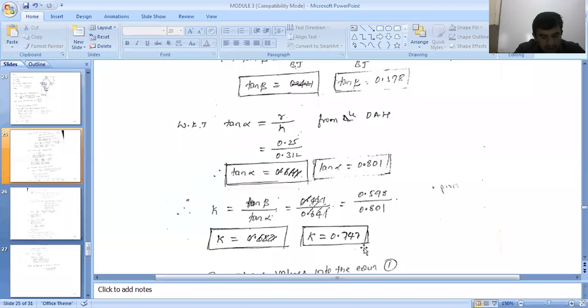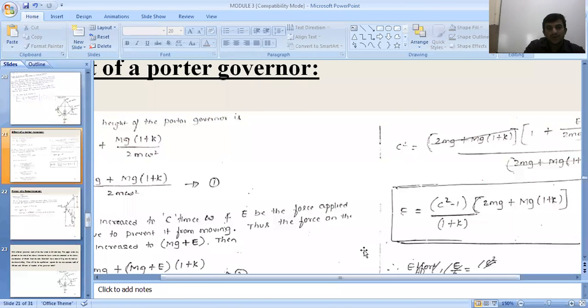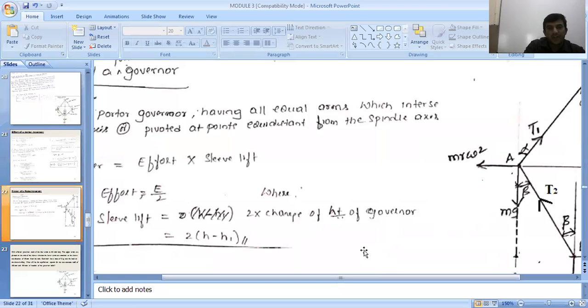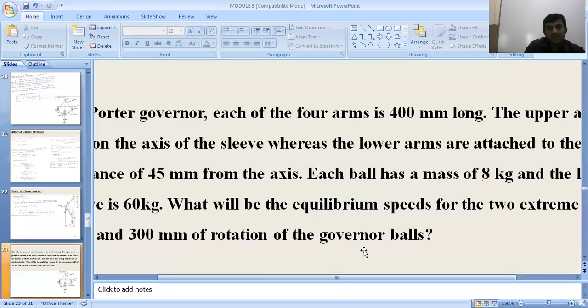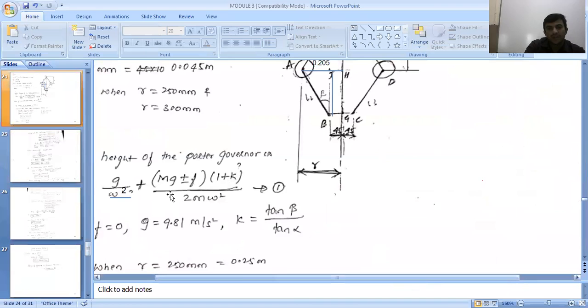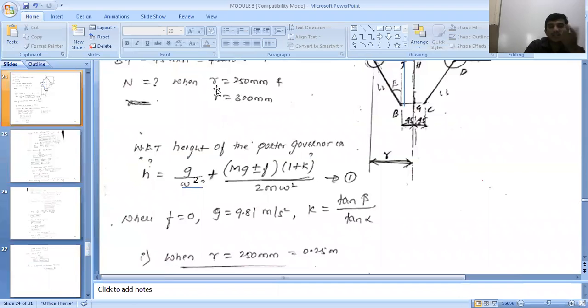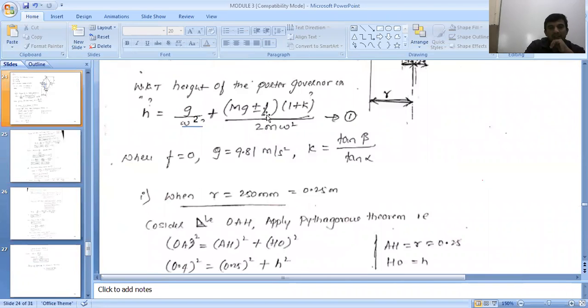So how do you approach the problem? First read the problem once or twice. First identify the type of governor, then draw the sketch for that type of governor, then take the given data and convert it into units, then apply the formula. For a Porter governor, H is equal to G divided by omega square plus mg plus or minus f into 1 plus k, whole divided by 2 times m omega square. Apply this formula. In this, take case number 1, when r is equal to r1, r is equal to 250 mm means 0.25 meter, then calculate.